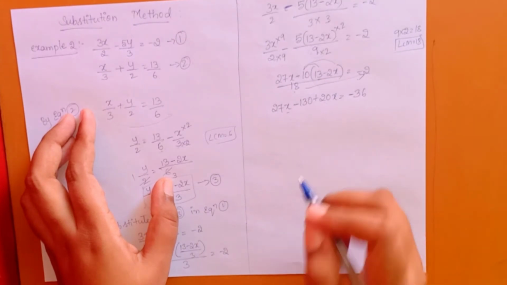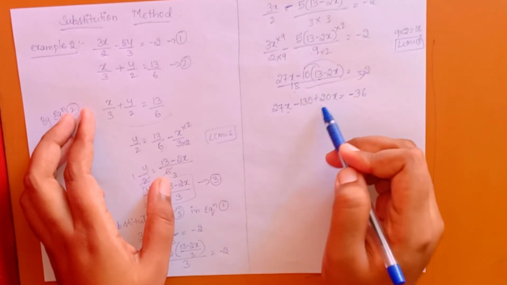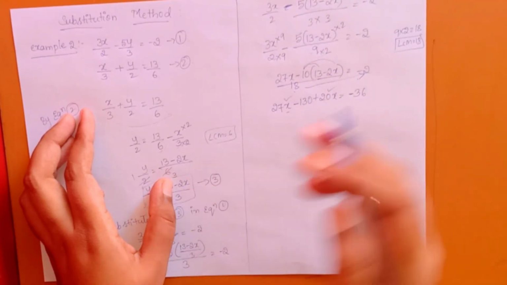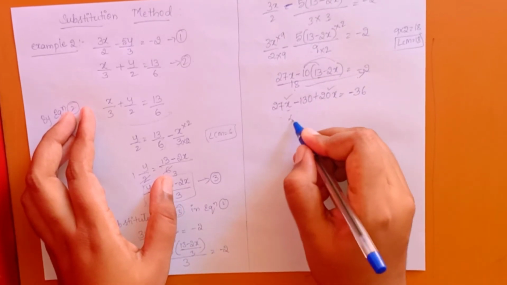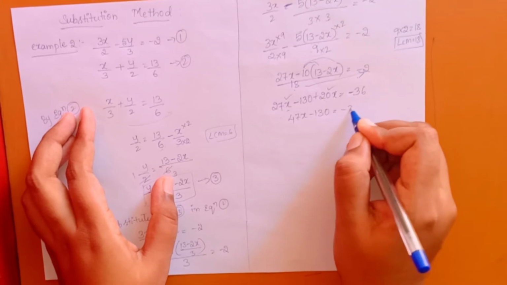Anything we can do, we need to check. So here we have 27x plus 20x. So we can add both terms because they are x coefficients. So 20 plus 27, we will get 47x minus 130 is equal to minus 36.